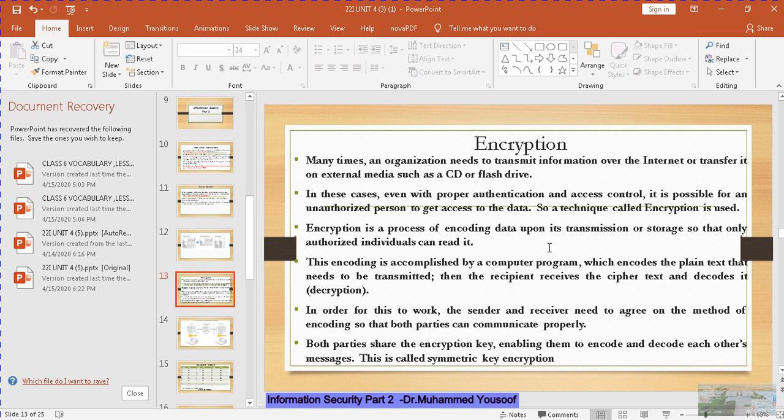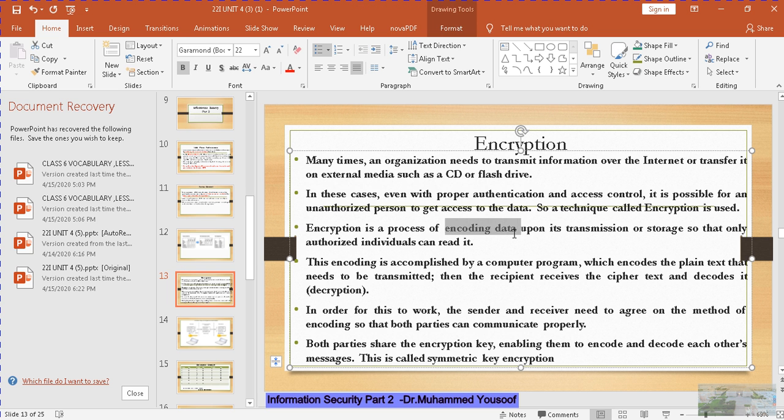Changing it into a code, so that even if the hacker stops the data packet and tries to read it, he will not understand what the information is, what the password is, whatever it may be. He cannot understand because it has been coded. You know what is coded? It has been changed into another form that he cannot understand. That is called encryption. Encryption is a process of encoding the data.